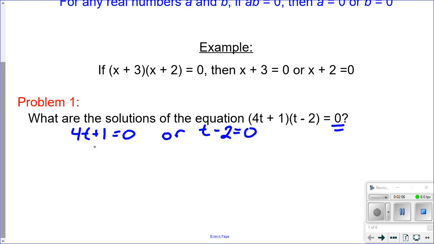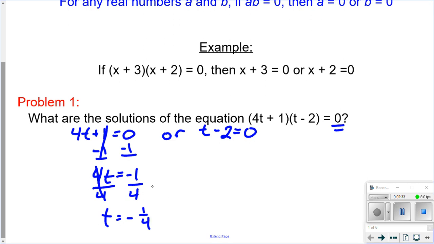So on this left one, this is just a two-step equation. We always do the adding or subtracting first. So I'm going to subtract 1 from both sides. So I get 4t equals -1. Divide both sides by 4. Again, you're using opposite operations to solve for the variable. And so I get that t is equal to -1/4. So if I was to plug in -1/4 in here, 4 times -1/4 plus 1 would be equal to 0.